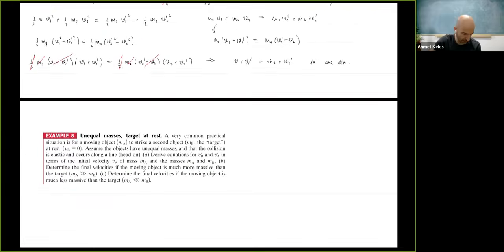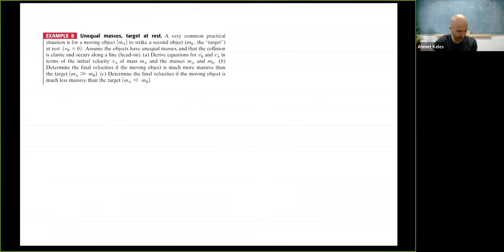All right. So here's an example. Let's solve a problem and see. A very common practical situation is that a moving object, MA, strikes a second object, MB, the target, which is at rest, VB equal to 0. Assume the objects have equal masses and that the collision is elastic and occurs along a line head-on. Derive equations for VB prime and VA prime in terms of the initial velocity VA of mass MA and the masses MA and MB.